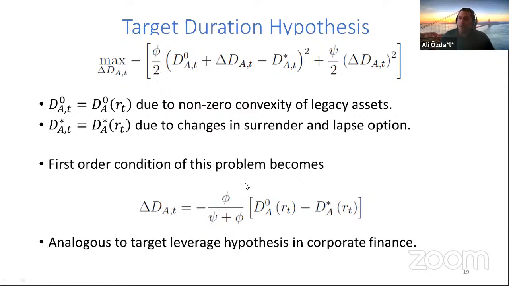And to top it off, the speed of adjustment of this change in duration depends on this coefficient. And what is this coefficient? This coefficient simply captures the relative cost of having a non-zero duration gap to the cost of adjusting the duration through active trading.